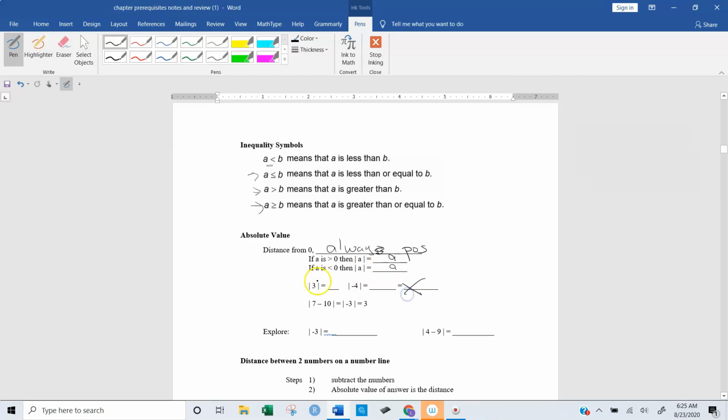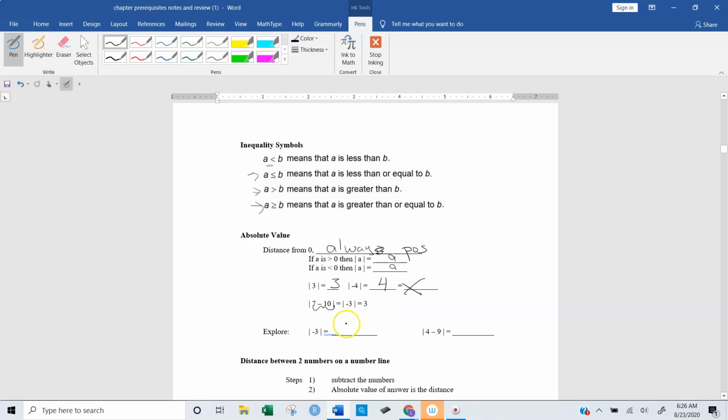This here shouldn't be here, by the way. Absolute value of 3 is 3. Absolute value of negative 4 is 4. This actually gets messed up quite a bit, that's why I put it in here. You do not take the absolute value of both numbers and then do the answer. You take the absolute value, they work like parentheses. So you do the inside first and then take the absolute value of the answer. So 7 minus 10 is negative 3. The absolute value of negative 3 is 3.